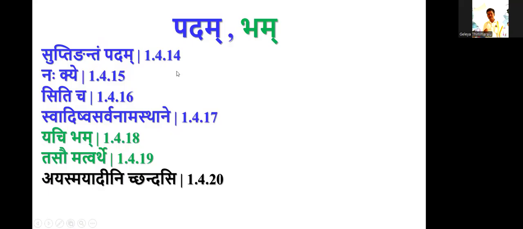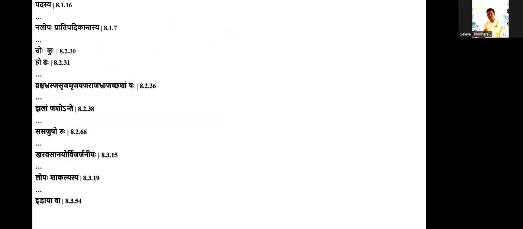Okay, we were discussing Padasangna and Bhasangna, and we saw some examples where Padasangna has been used. Today, we are going to discuss some sutras in the Adhikara Padasya. We have this Adhikara Padasya in 8.1. The sutra number is 8.1.16.